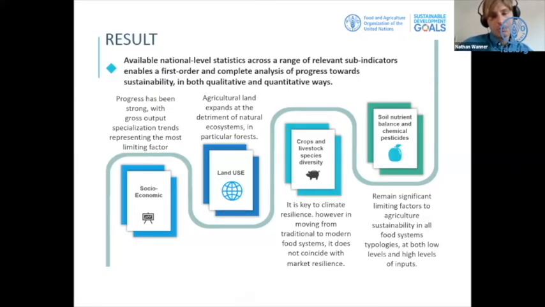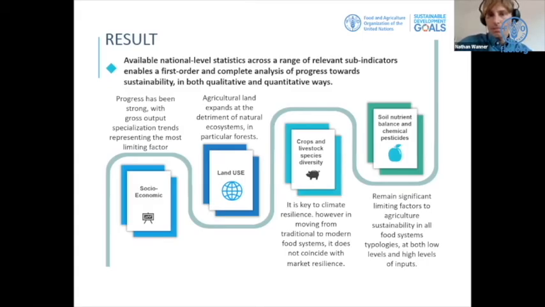In particular, what we looked at, for example, is gross output specialization, so the value coming from crops, and the diversity in terms of crops. We found that these two are not always coinciding, and the relationship is more complex than just higher value and less diversity, or the differences are really typology specific.